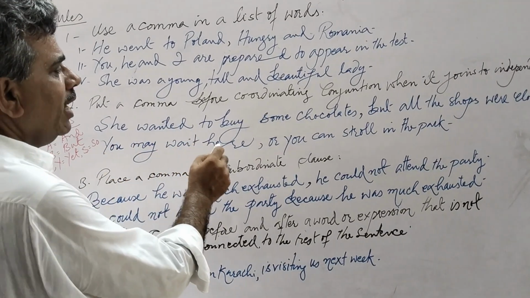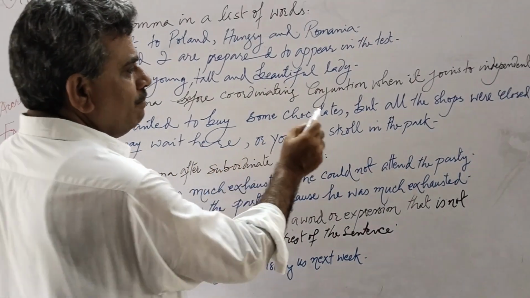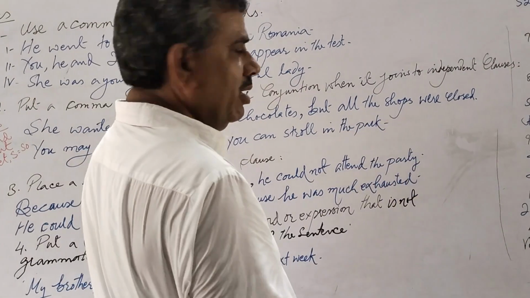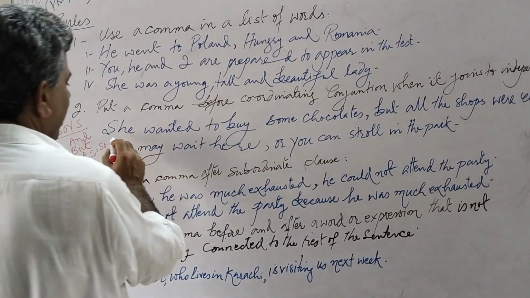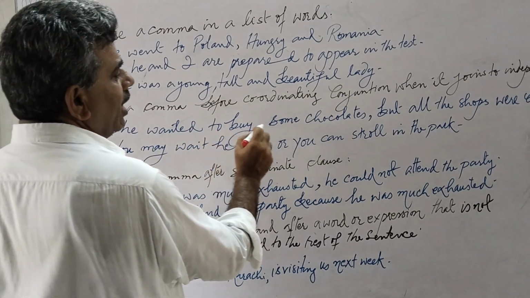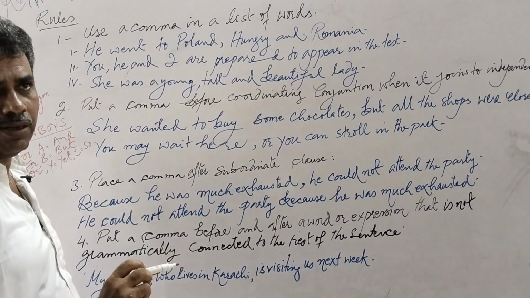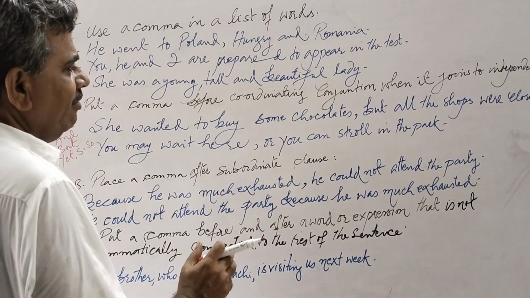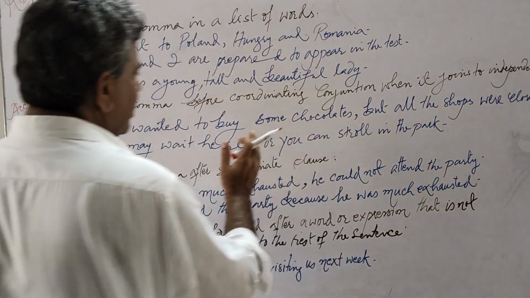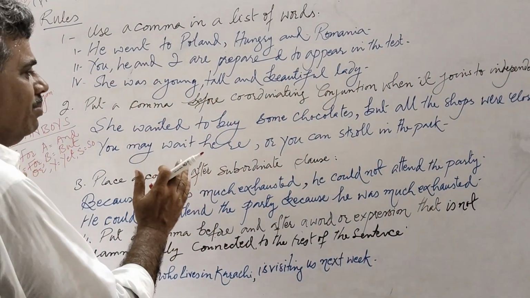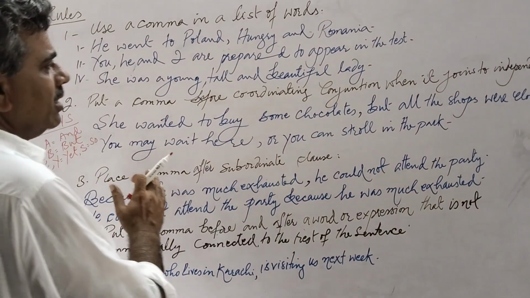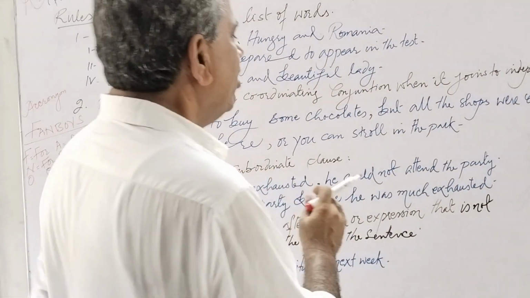She wanted to buy some chocolates, but all the shops were closed. Now we look at the sentence. We have an independent clause: she wanted to buy some chocolates. It's an independent clause. If we separate it from the rest of the sentence, it makes its own sense and it is a complete sentence. So this is an independent clause.